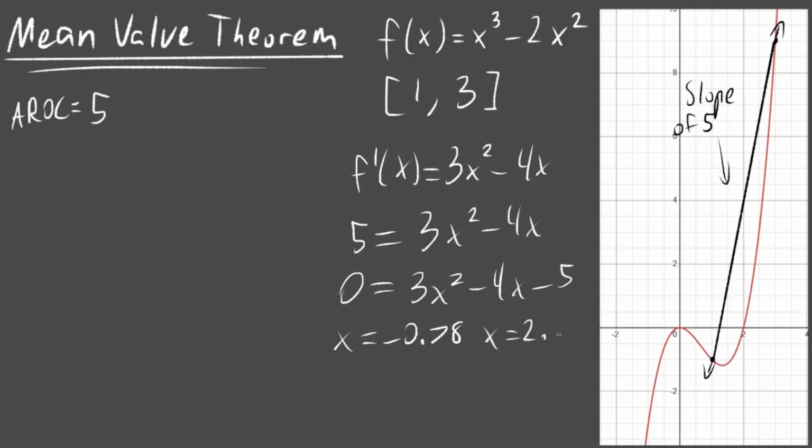And we have another x value, which is 2.119. Let's see. 2.119, that's like, I don't know, around here. That's kind of what we were thinking maybe where this would be. So these are my 2 solutions.